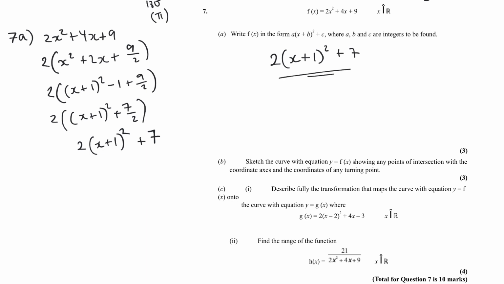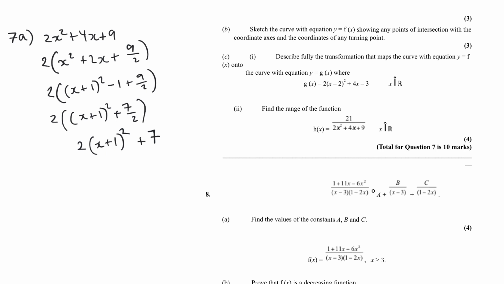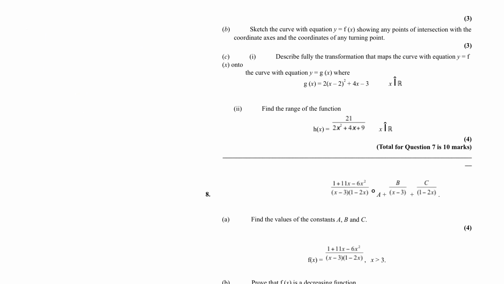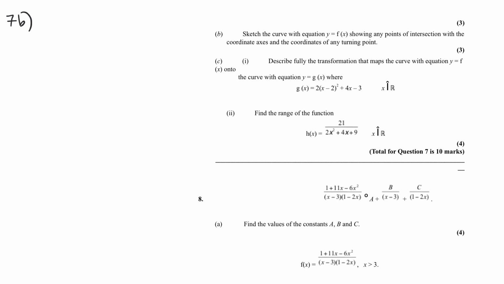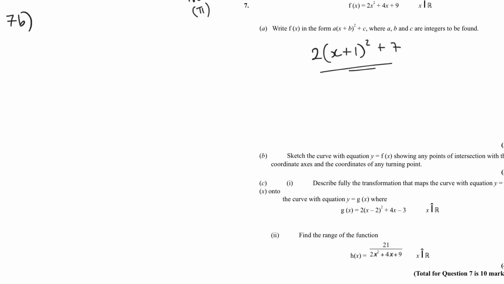And then part b wants us to sketch the curve with the equation y equals f of x, showing any points of intersection with the coordinate axes and the coordinates of any turning points. So first of all, we are going to draw a little sketch. So let me move this out. Okay, so first things first, from completing the square, which I'm going to scroll up a bit just so we can see the formula. So it was this.